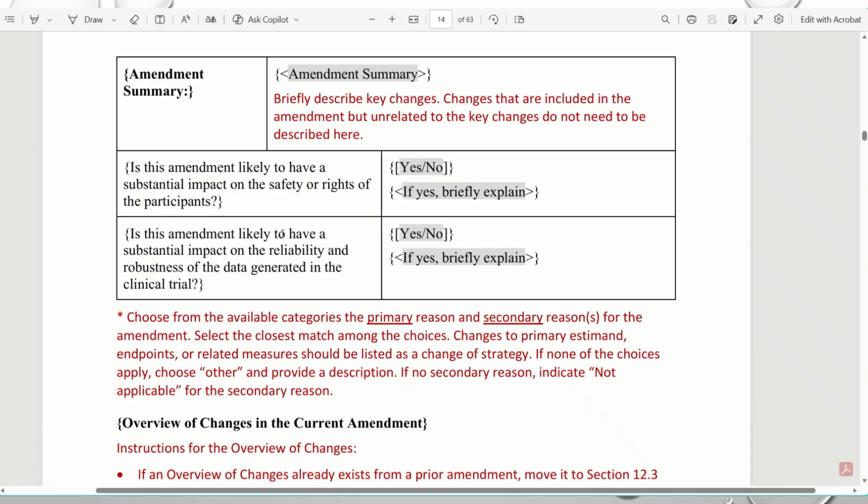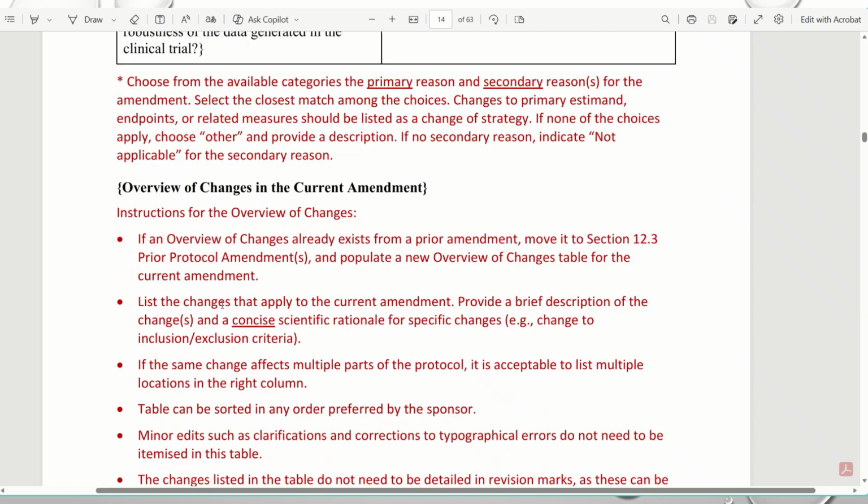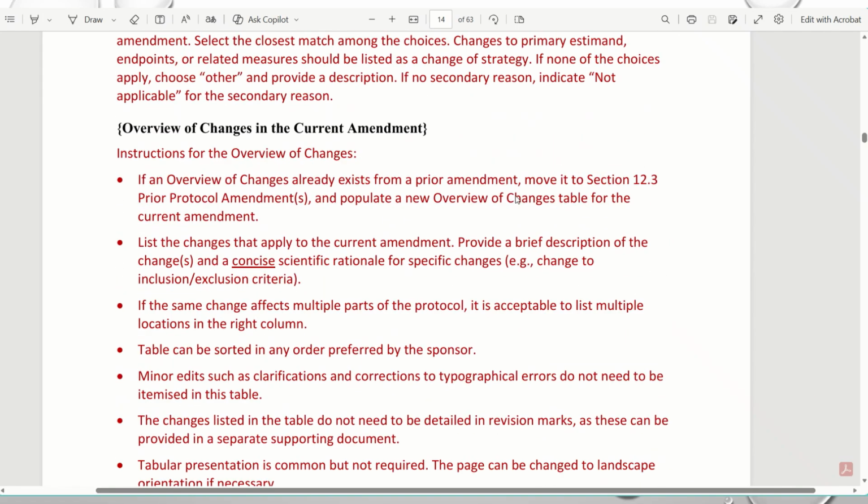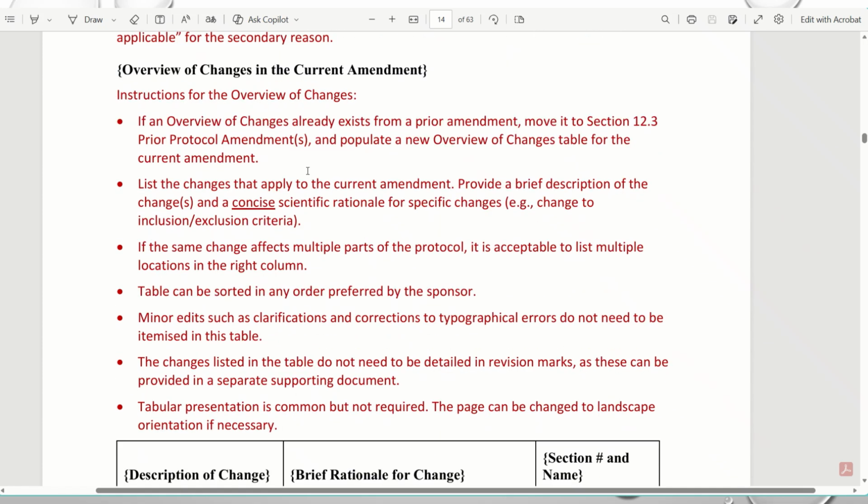And is the amendment likely to have a substantial impact on the reliability and robustness of the data generated in the clinical trial? Yes or no? Explain, because these are very important. And then you give an overview of the changes. You can give it in tabular presentation, but you don't have to. And it gives you the instructions as to how to do the overview of changes, what to include.